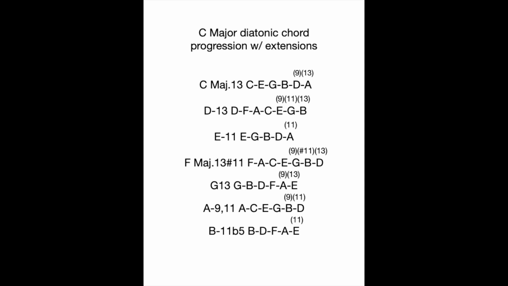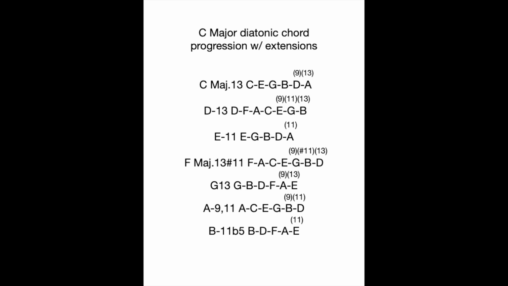The 6 chord would be A minor 7 with extensions 9 and 11. We skip the flat 13 because it clashes with the perfect 5th of the chord. The 7 chord would be B minor 7 flat 5 with extensions 11 and possibly flat 13.